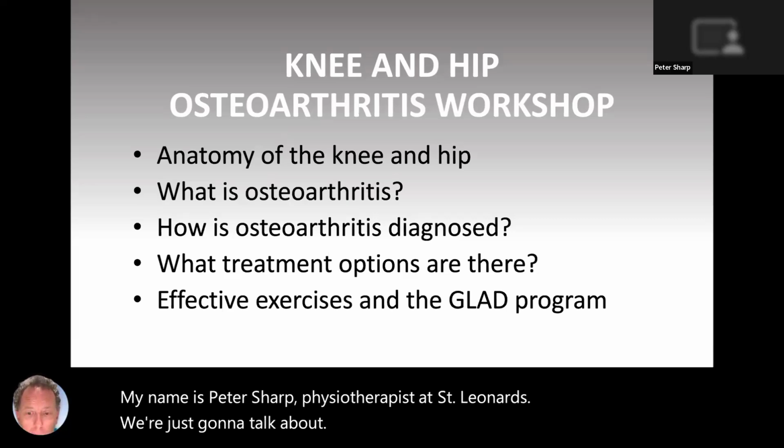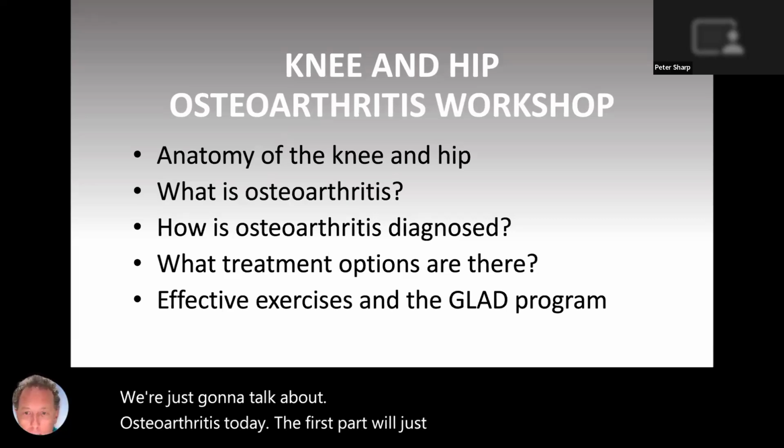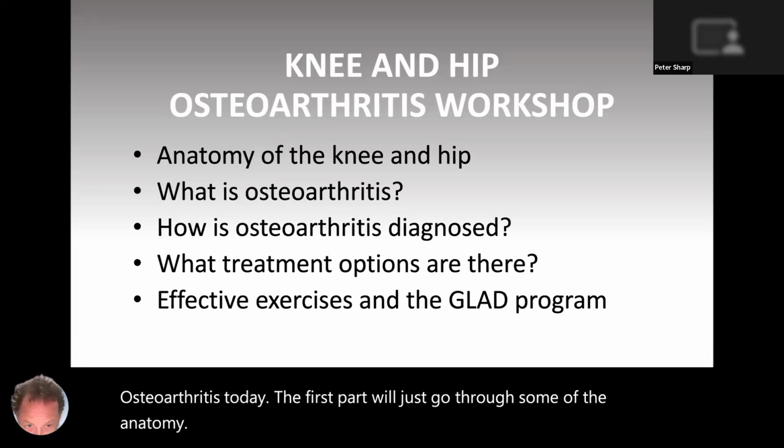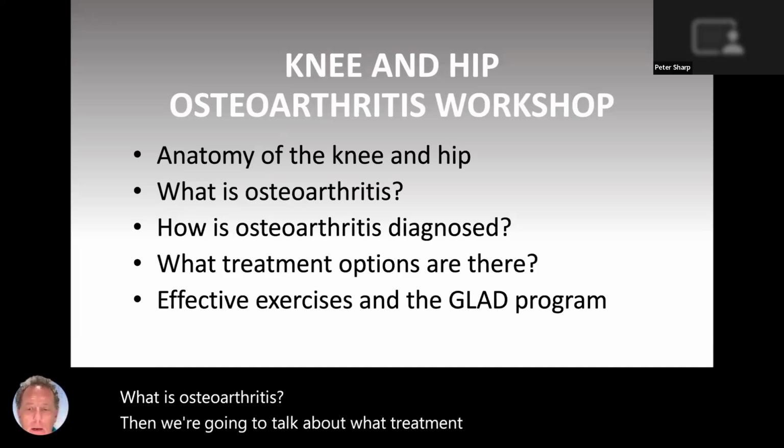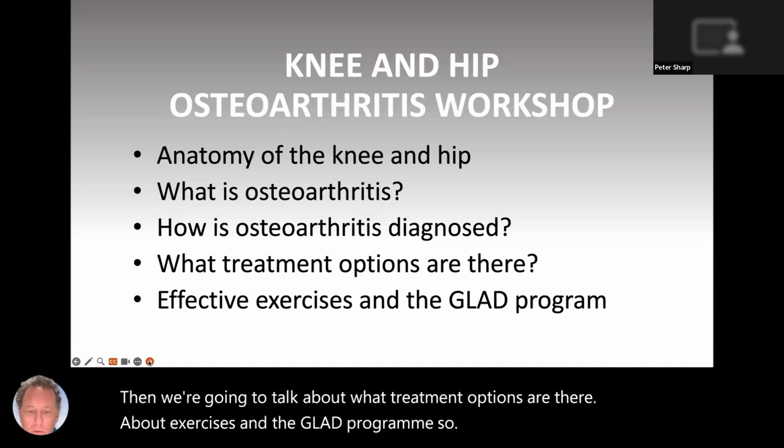The first part, we'll just go through some of the anatomy of the knee and the hip. Then we're going to talk about what is osteoarthritis. Then we're going to talk about how is it diagnosed, how do you know if you've got it. Then we're going to talk about what treatment options are available. And then we're going to talk about exercises and the GLAD program. So as I say, we'll try and move through things pretty quickly so there's plenty of time for any questions at the end.